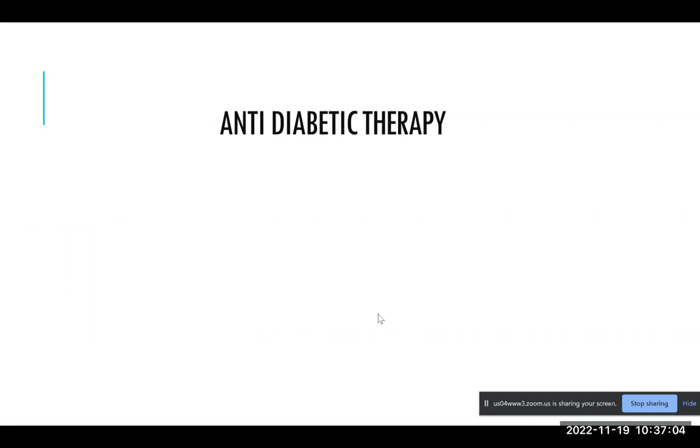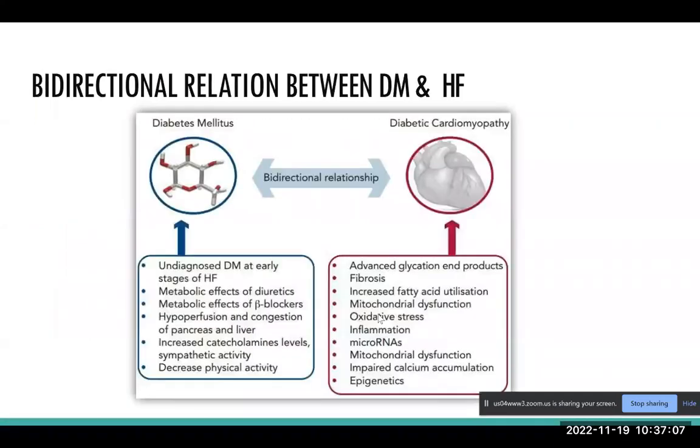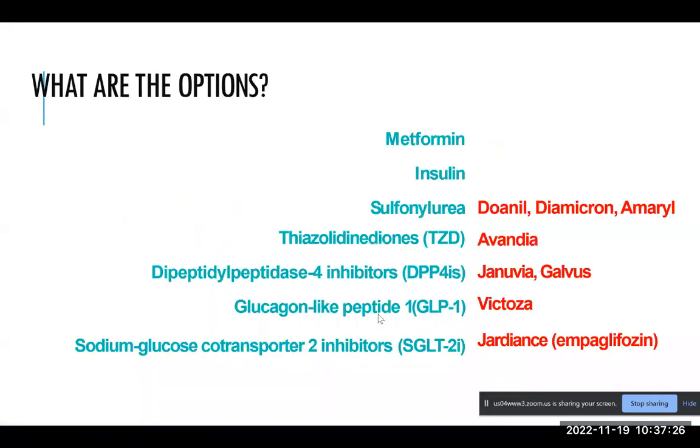Antidiabetic therapy. So there is a bidirectional relation between diabetes and heart failure, and there is an entity called diabetic cardiomyopathy, although we don't recognize it very much, but it exists in the literature and it was described by many articles. So what are the options that we know? We have metformin, insulin, sulfonylurea, TZDs, DPP4 inhibitors, GLP-1 agonists, and SGLT2 inhibitors.